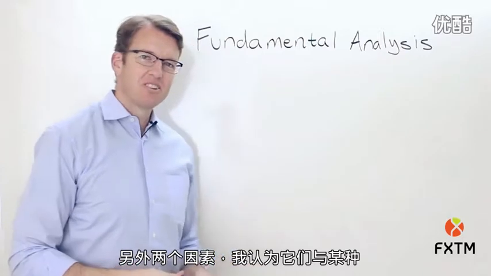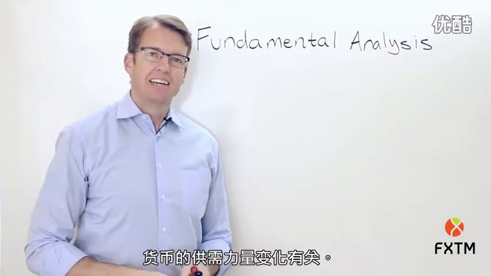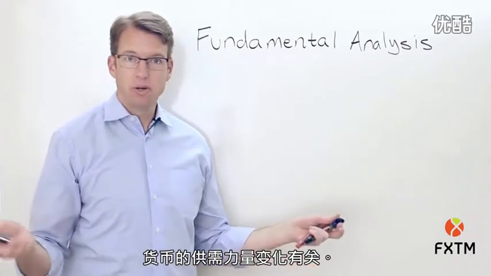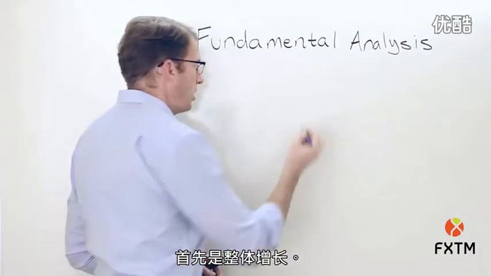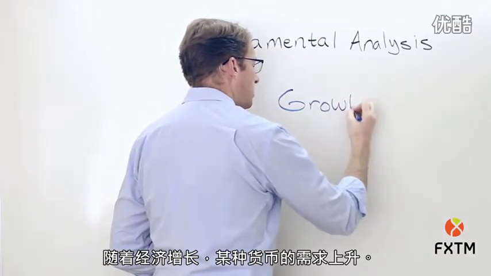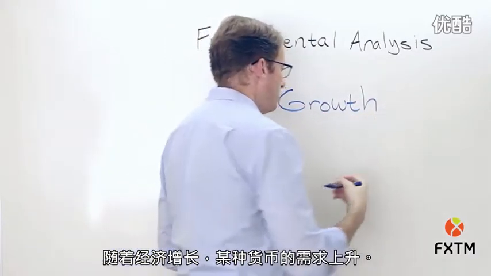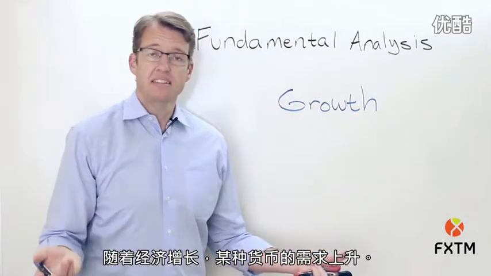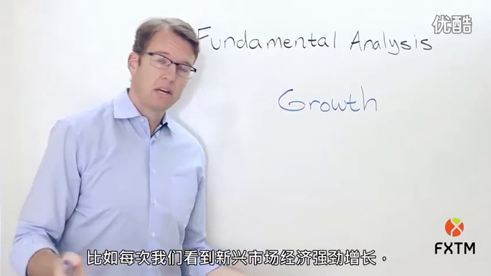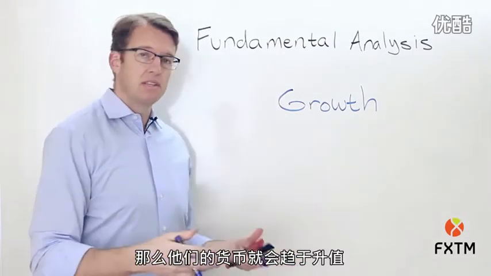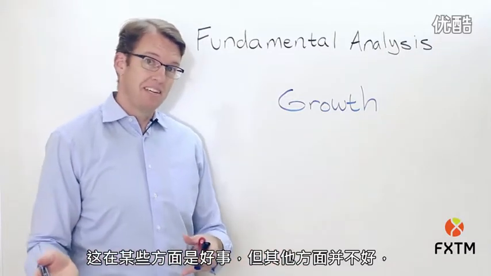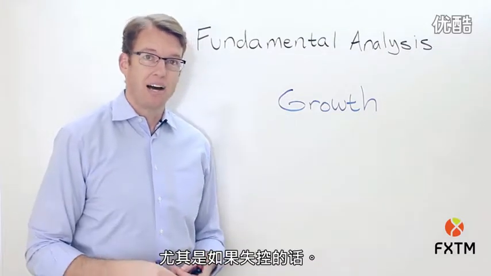Now, the next two factors I think are somewhat related in the way that they modify the forces of supply and demand for a particular currency. So number one would just be growth in general. If you think about it, economic growth increasing demand for a particular currency should make sense. Think, for example, every time we see a lot of growth within emerging markets, one of the things that happens is that their currencies tend to appreciate, which can be a good thing in some respects and a bad thing in other respects, especially if it gets too out of hand.